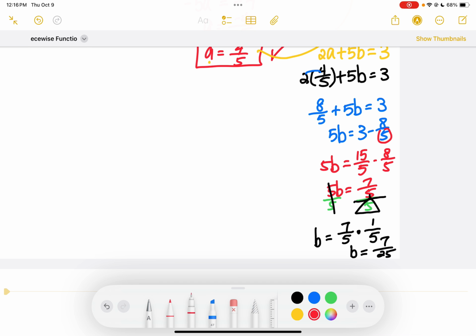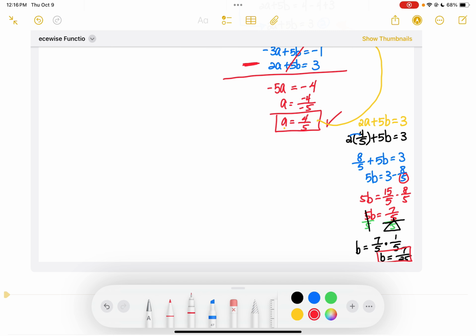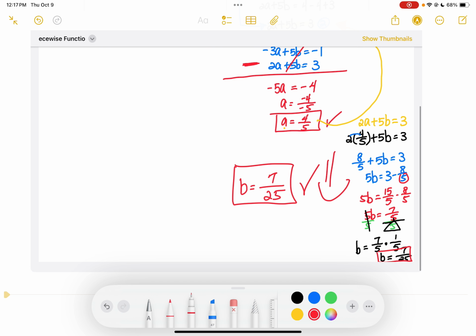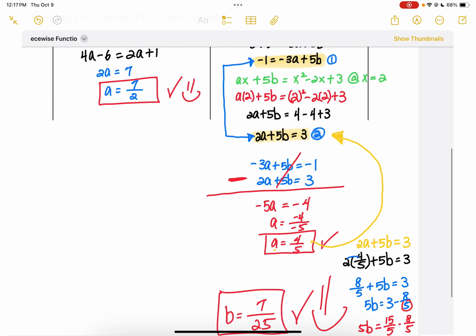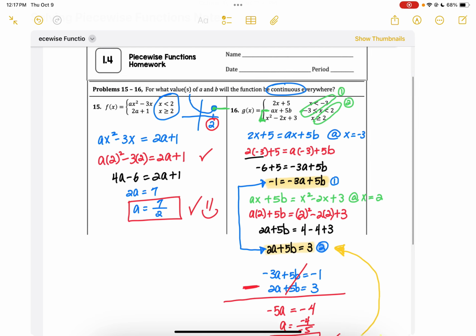So again, no calculator. So now I know that b is equal to 7 over 25. And this is what we mentioned about the fun thing about calculus. We do not need a calculator, okay? But the algebra is cool to guide us through.